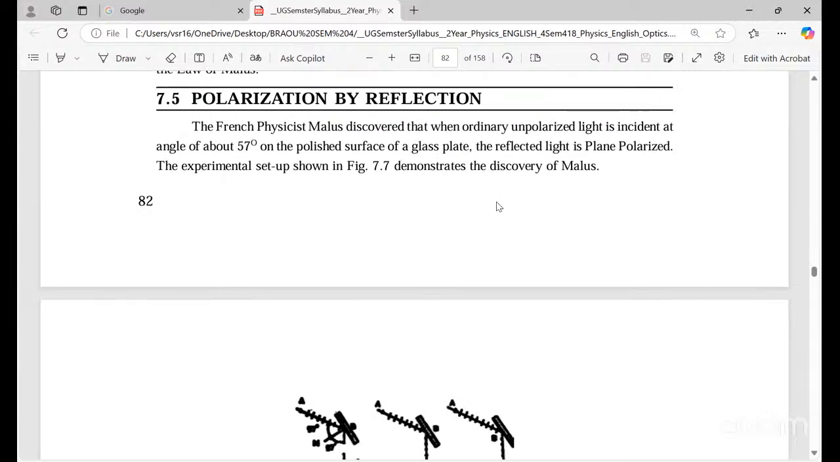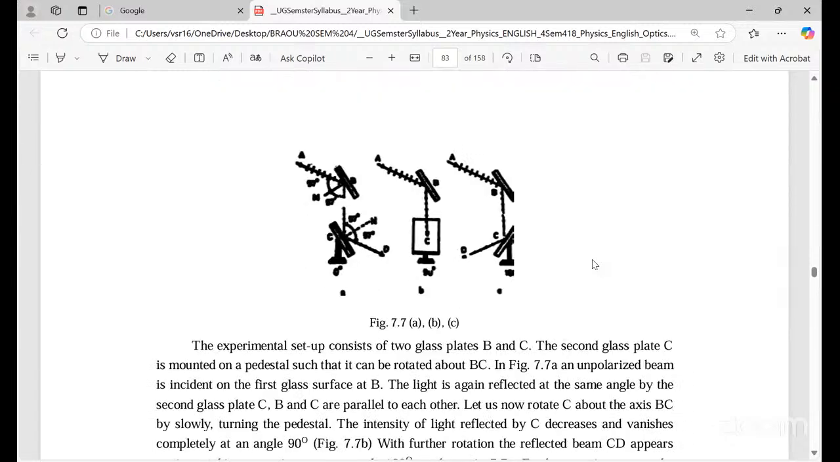Next, polarization by reflection. The French physicist Malus discovered that when ordinary unpolarized light is incident at an angle of about 57 degrees on the polished surface of a glass plate, the ray which is reflected in the other direction is plane polarized. This concept was demonstrated by Malus.